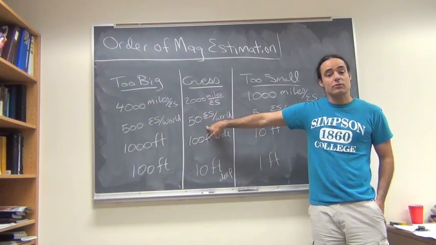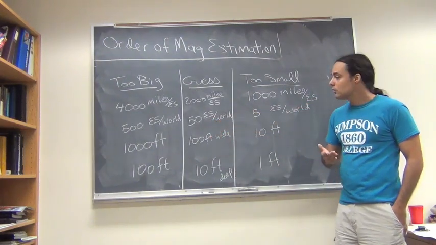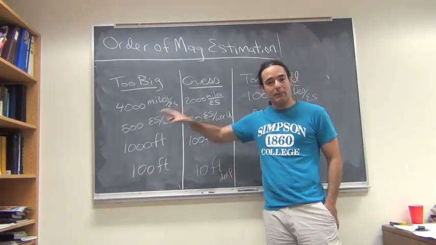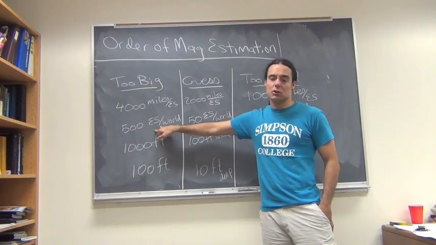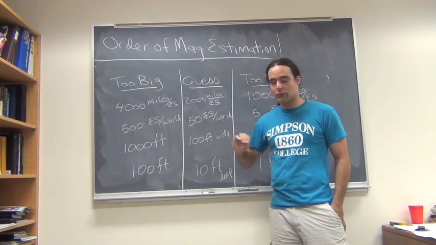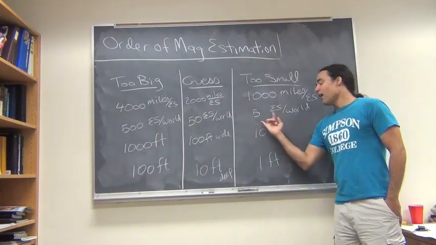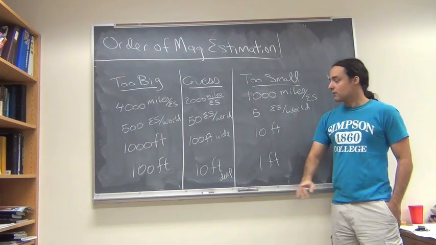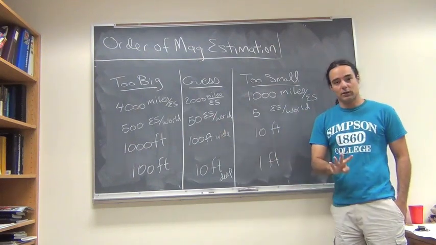So 50 eastern seaboards per world. If you look at a map and you just kind of count them off, 500 is way too big, unrealistically large. 5, way too small, unrealistically small. 50 is a pretty good number if you count it out.